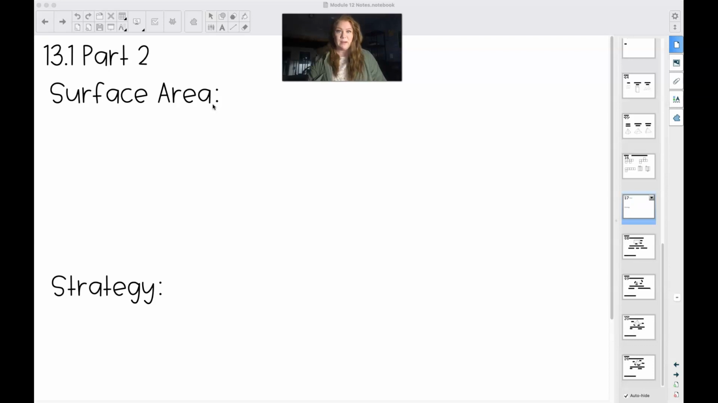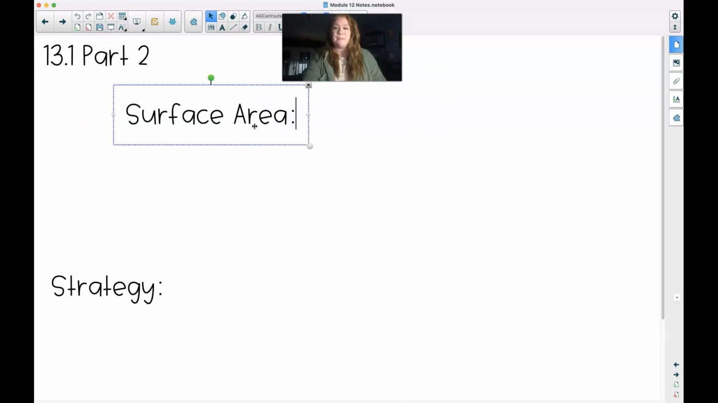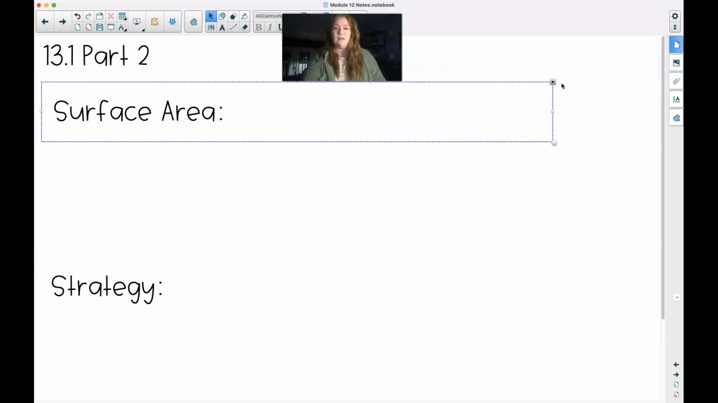So as we've been learning about nets and those 3D shapes and the names of them, we have been looking at the surface area.